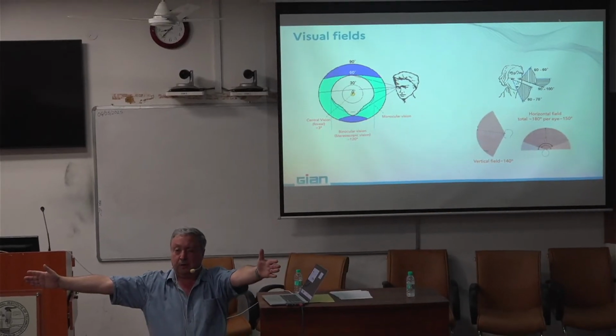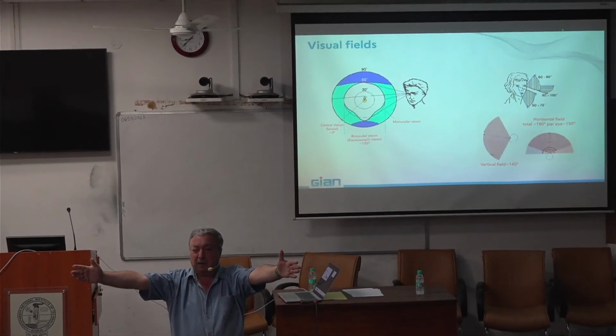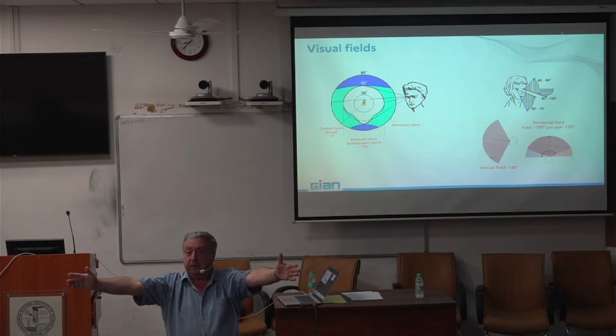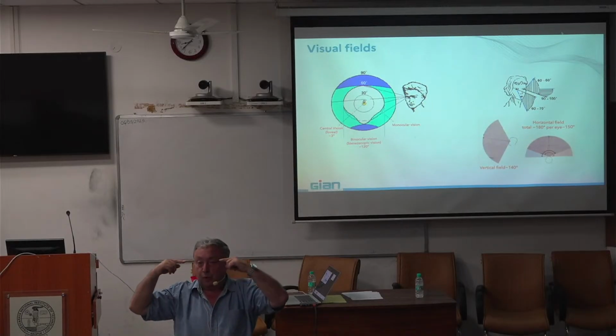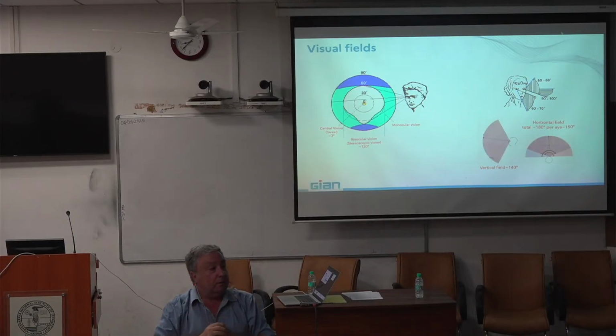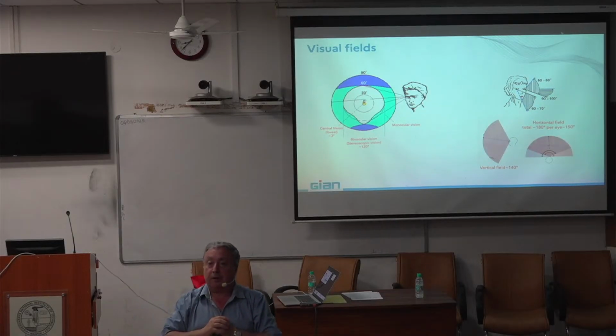If I close that one, now I see it. This is almost 120 degrees, which we call the binocular vision field. And because we have two eyes in slightly different positions along the axis of our face, we can appreciate depth.